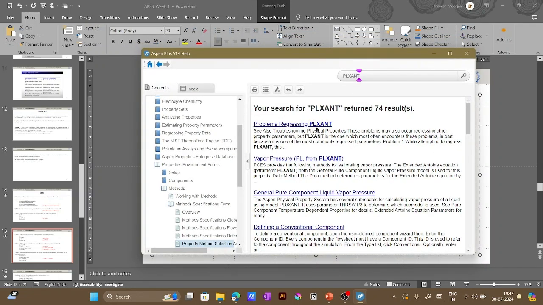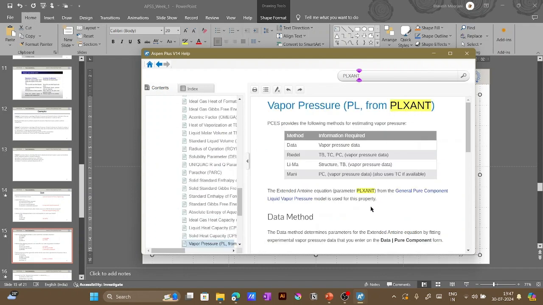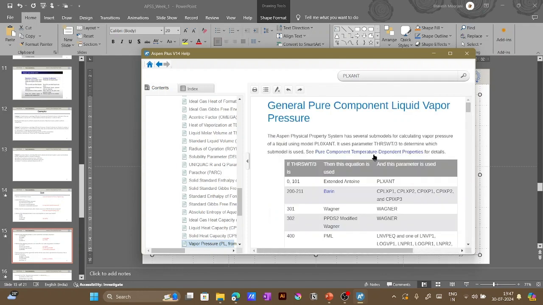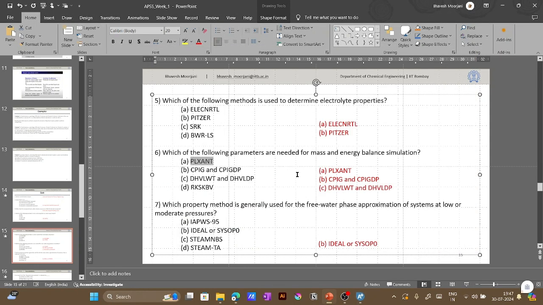Okay, so see, you get this vapor pressure. Vapor pressure is represented by this format, like the extended Antoine equation parameter, and you can get the equation from that also. Okay, so that is vapor pressure. Is vapor pressure needed for mass balance? Yes or no? Let's say I want to do a flash calculation, it's needed. Then I have CPIG. CPIG we already searched, it's a kind of heat capacity.